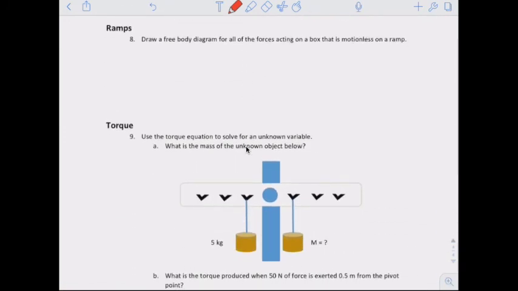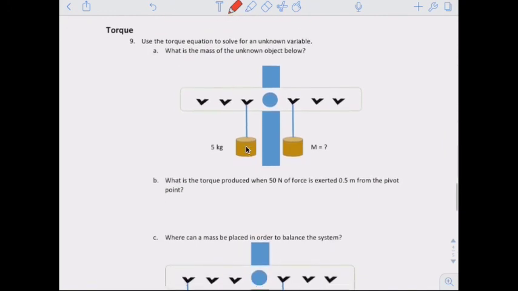Looking at ramps, it says draw a free body diagram for all of the forces acting on the box that is motionless on a ramp. So we'll draw a ramp. The box is represented here by the dot. Our normal force is perpendicular to the surface, which should be there. It's sitting on the box. But remember, gravity is perpendicular to the surface of the Earth, so we would draw gravity pulling straight down to the surface of the Earth, which is right there.